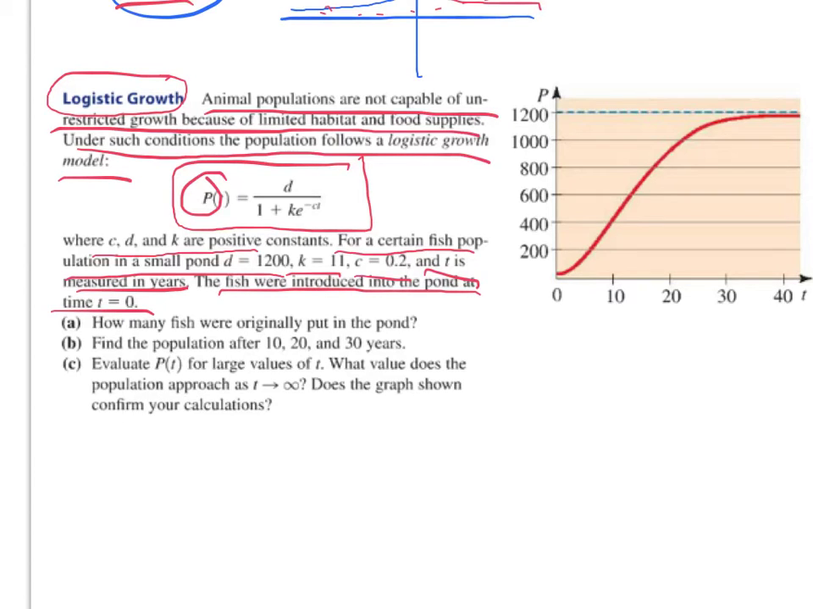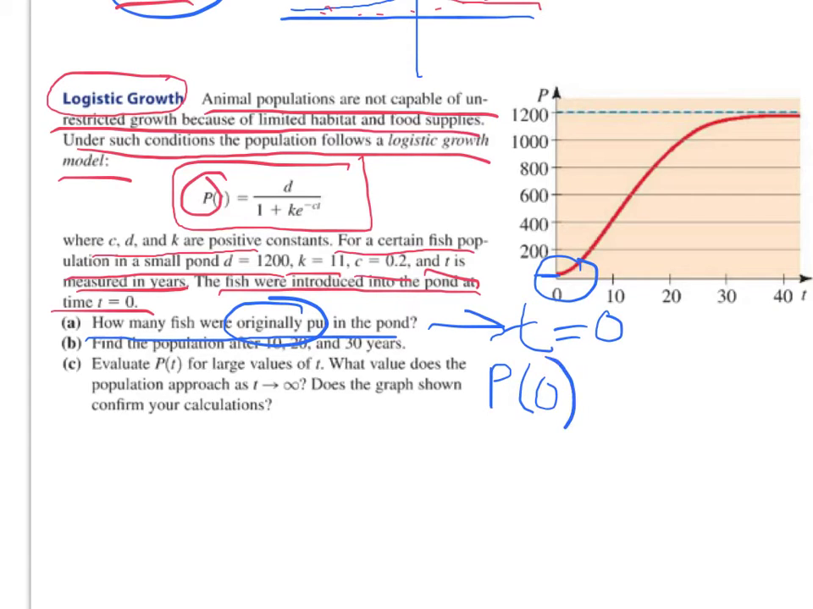So if you look at the graph over here, you can see at the time t equals 0, we have a y-intercept right about here on the graph. What we want to know in question A is how many fish were originally put in the pond. Well, the fish were originally put in the pond when t equals 0. And so what we want is P of 0. So let's take a look at that. D, we are told, is 1200.